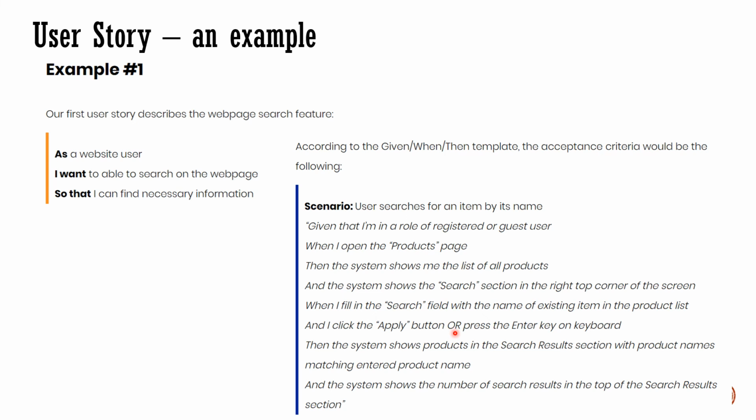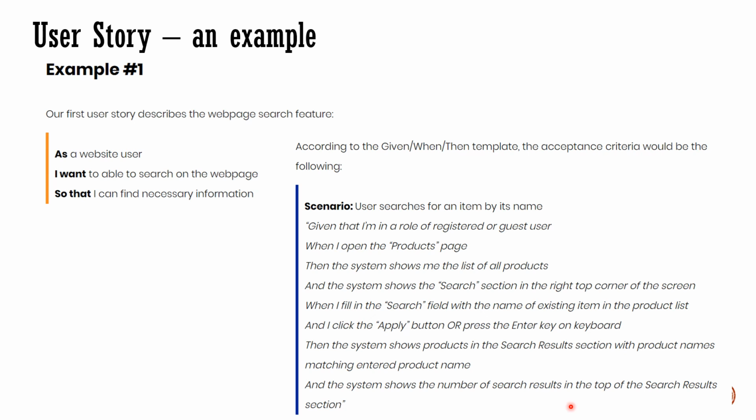When I fill in the search field with the name of an existing item in the product list, and I click the apply button or press the enter key on the keyboard, then the system shows the product in the search results section with the product name matching the entered product name, right? And the system shows the number of search results at the top of the search results section. So you should have it as detailed as possible, right?